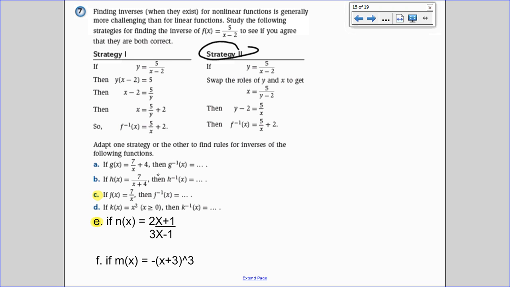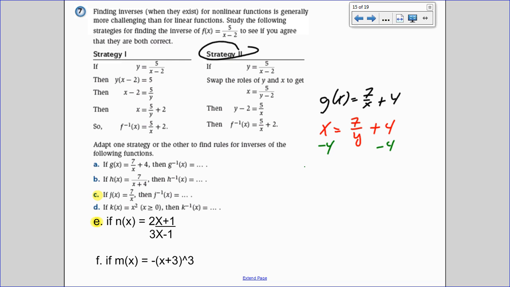If I have a function g of x is 7 over x plus 4, what I'm going to do is switch x and y first. So we'll say x equals 7 over y plus 4. And then I've switched essentially the roles of what x and y are, and I'm actually plugging in outputs. But then I want to solve for those inputs. So what I'm going to do is solve this for y.